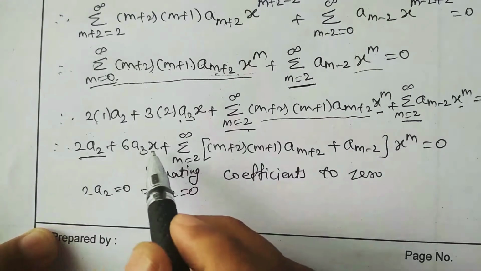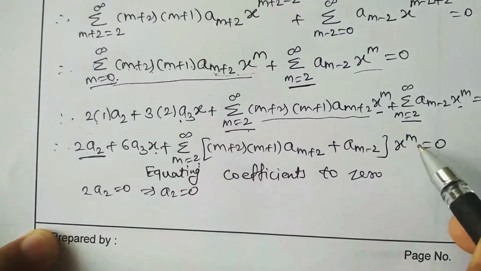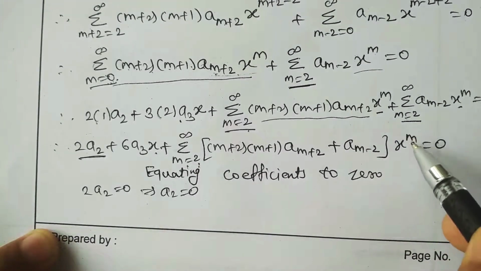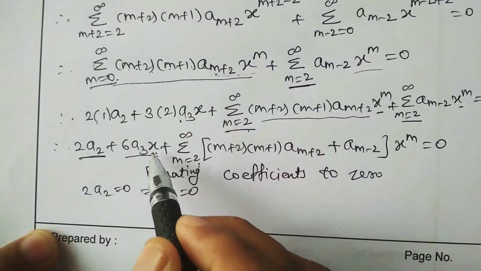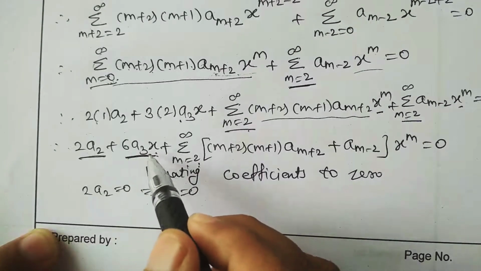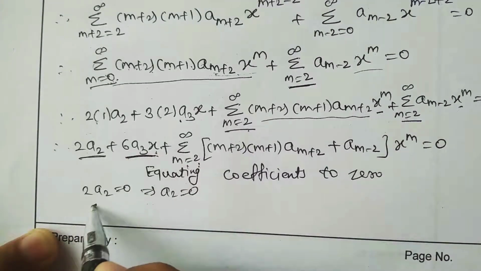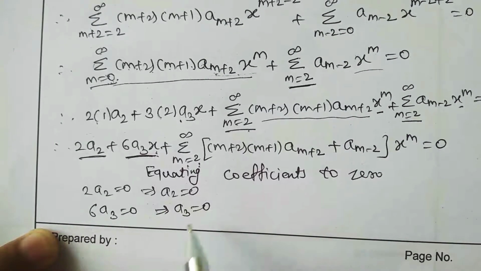Then equating the coefficient of x to 0. See, this series starts from 2. That means the minimum power of x is 2 here, x to the 2. So the term having the power of x equal to 1 is only 6a_3 into x. Equating the coefficient of x to 0, you will get 6a_3 equals 0. This implies the value of a_3 is also 0.